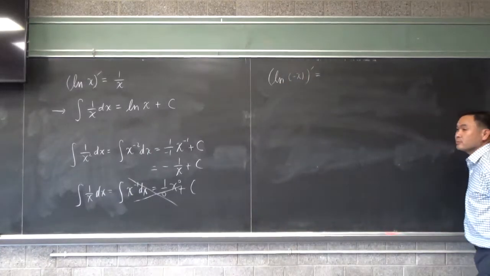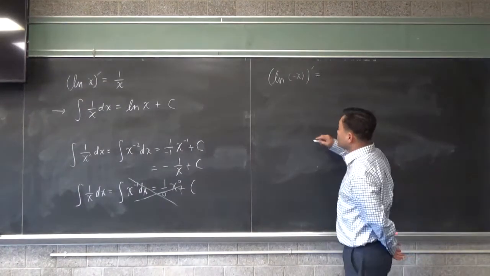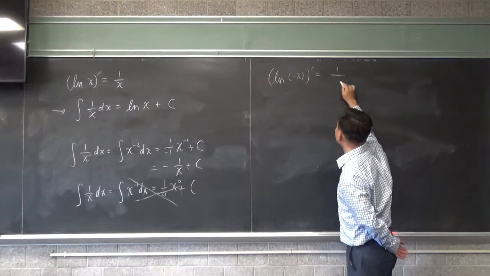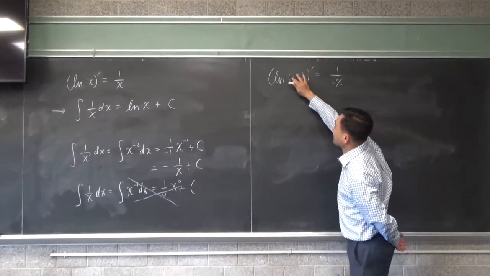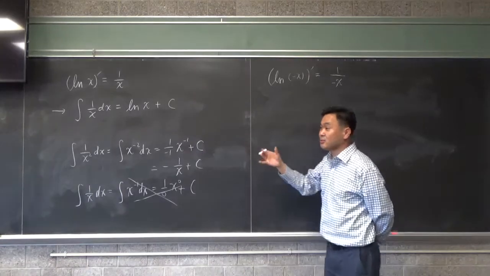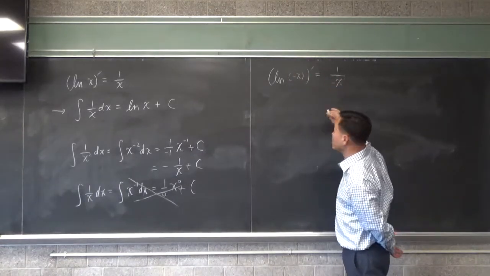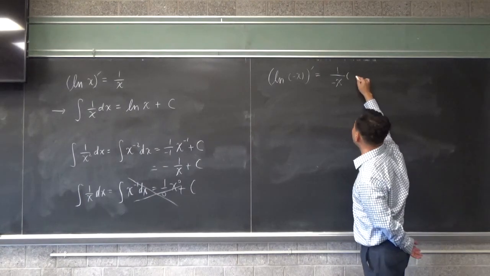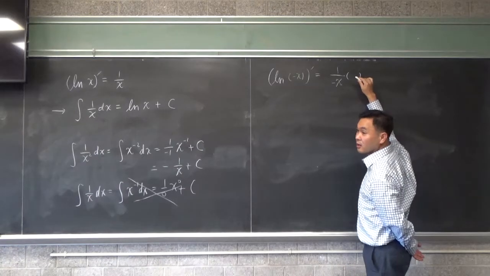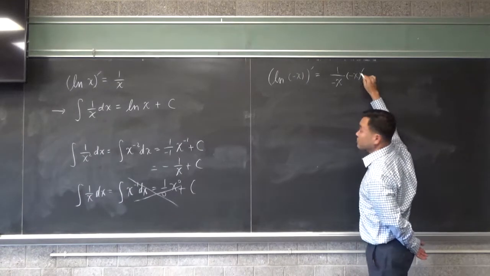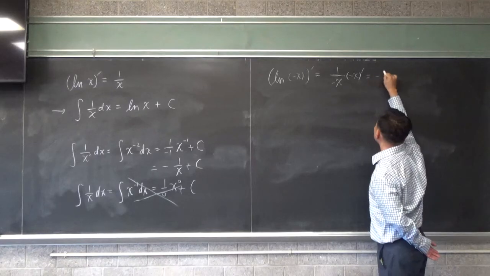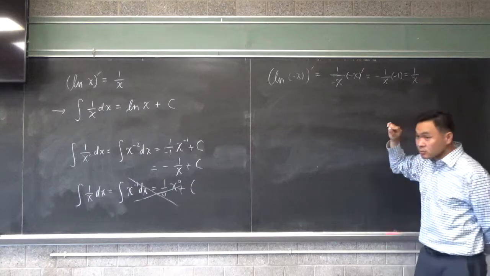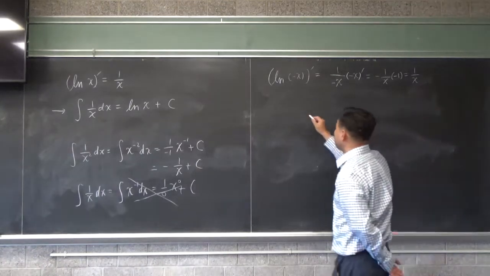Would that be negative 1 over x? So we apply the chain rule, right? So it's 1 over this thing, negative x, treating negative x like a single letter. So ln of something, that comes down here. But you don't stop there. You have to use the chain rule. What does the chain rule say? Multiply by the derivative of negative x, right? You do that, which is negative 1 over x times negative 1, which gives you 1 over x.